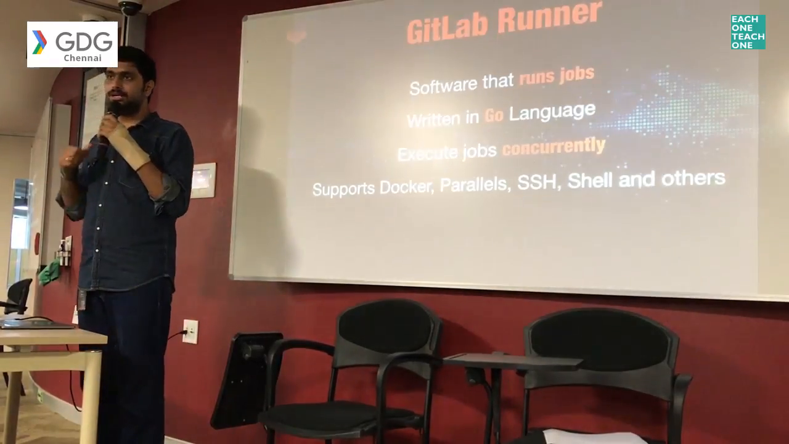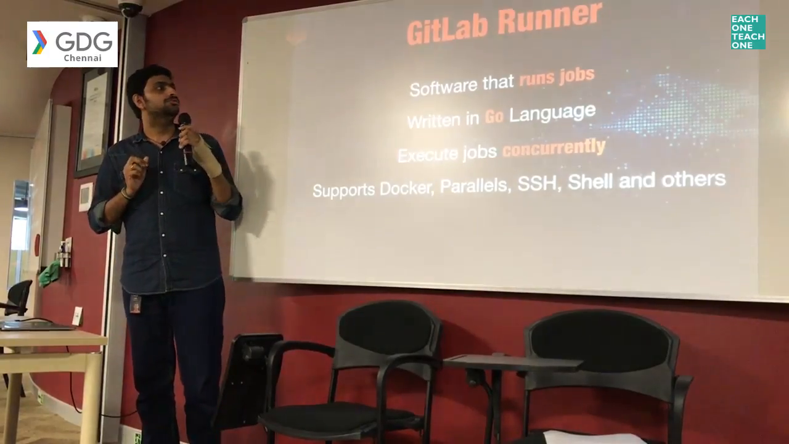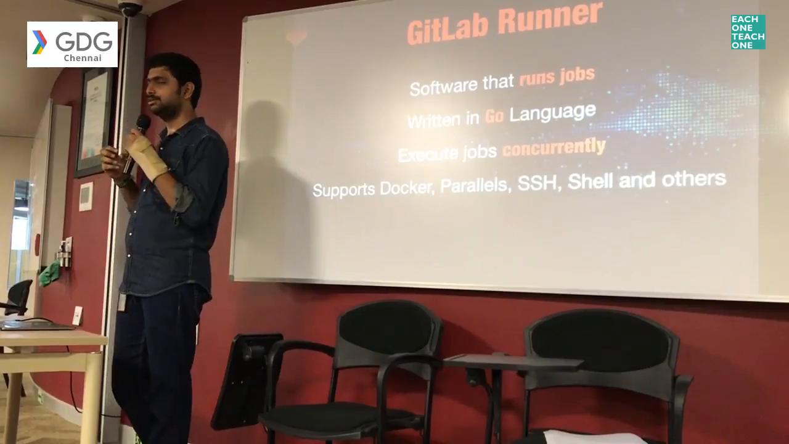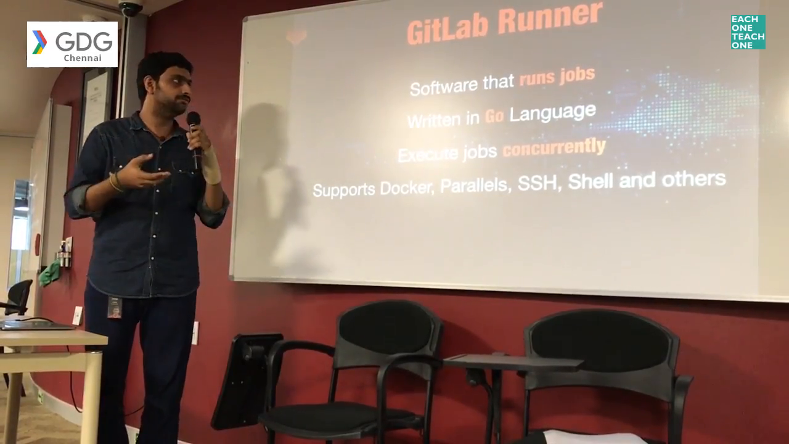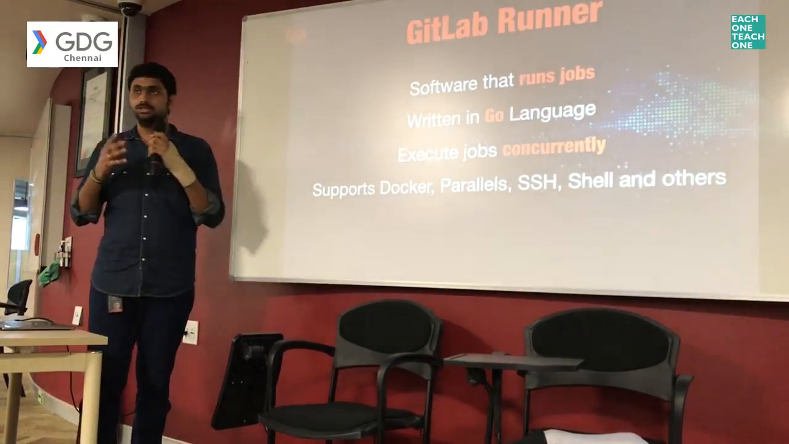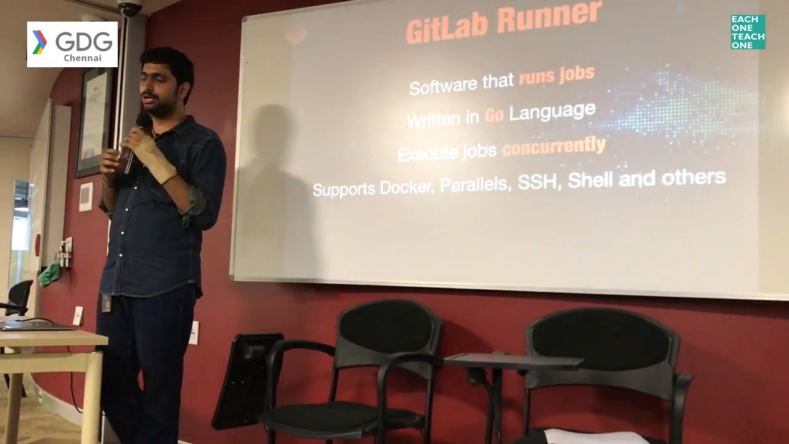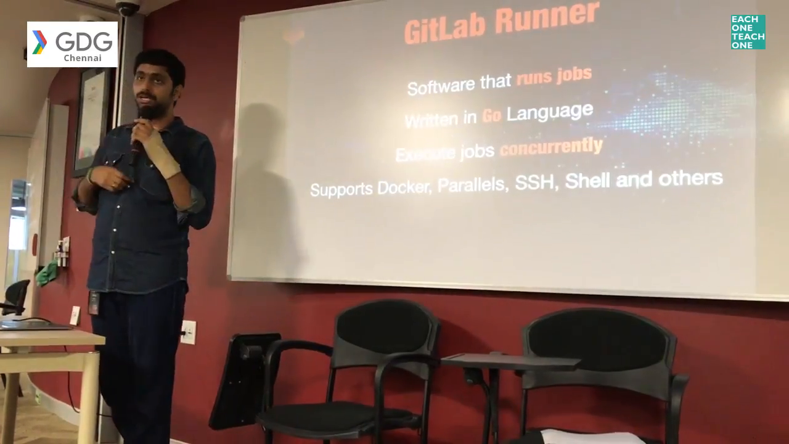So I'll just explain this, and after this I'll show you a live demo so that you will get to know more about this. In order to have a CI pipeline run, you need some server for that. So here GitLab Runner is a software that runs the jobs in the stages, and it is written in Go language. It is open source, and the code is available for you to see. And the jobs are executed concurrently.